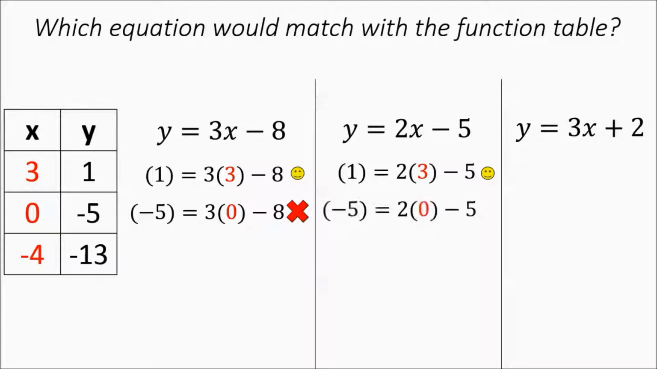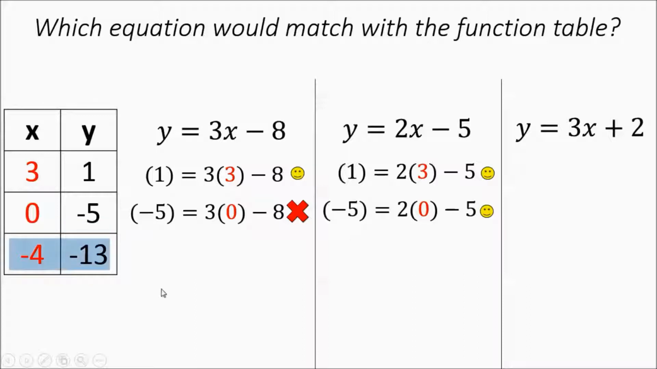The next one we're going to do is the next ordered pair, 0, negative 5. We're going to plug in a 0 for x, and then the negative 5 is the y, the term by itself in this equation. So 2 times 0 is 0. 0 minus 5 is negative 5. So that one does check out as well.